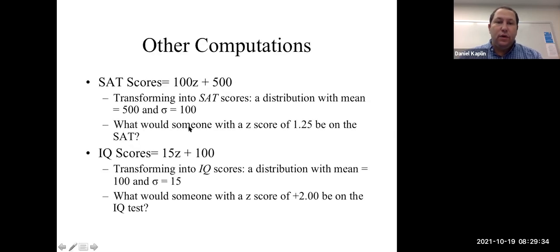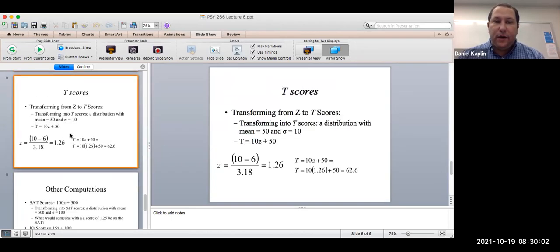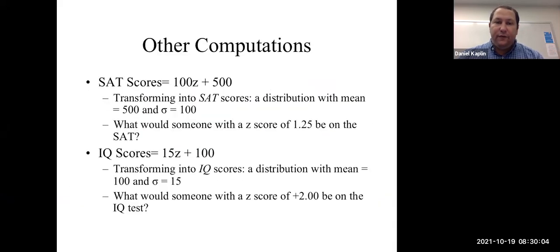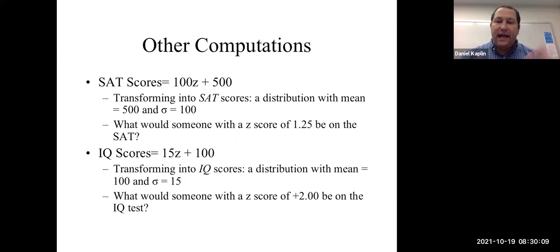We're going to go through other computations. An SAT score, we need to know that the mean is 500 and the standard deviation is 100. And an IQ score, we need to know that the mean is 100 and the standard deviation is 15. If we know that, we can calculate anything.